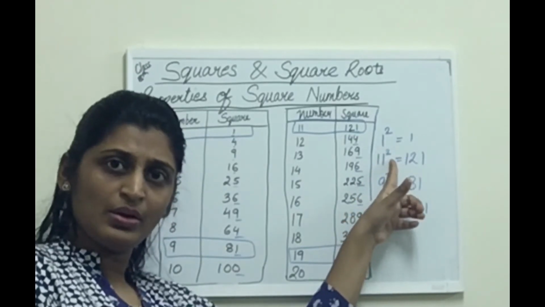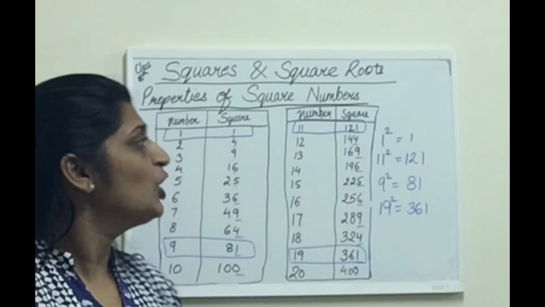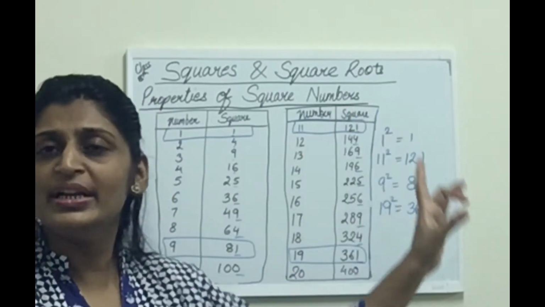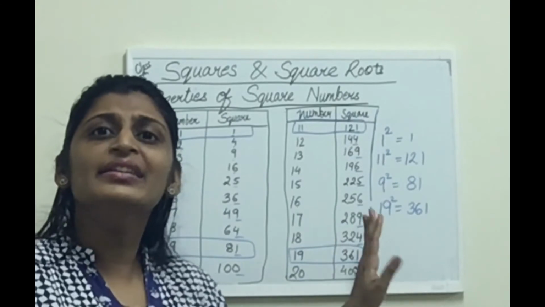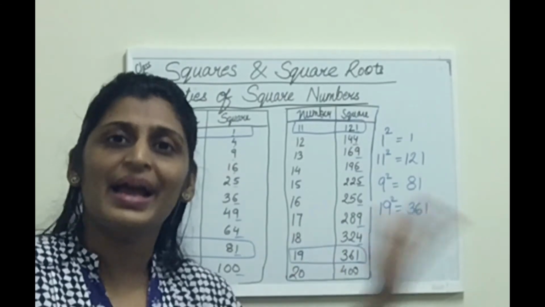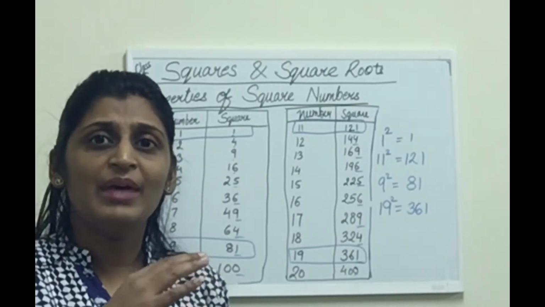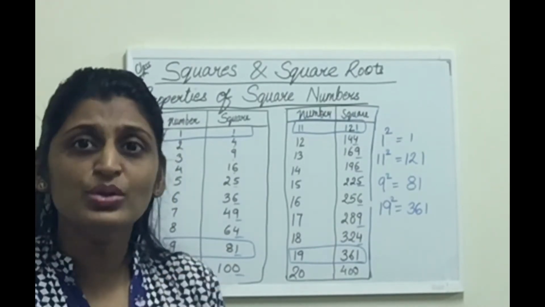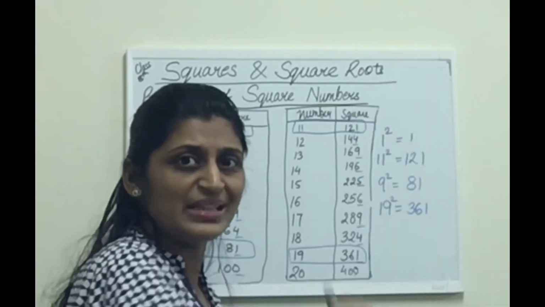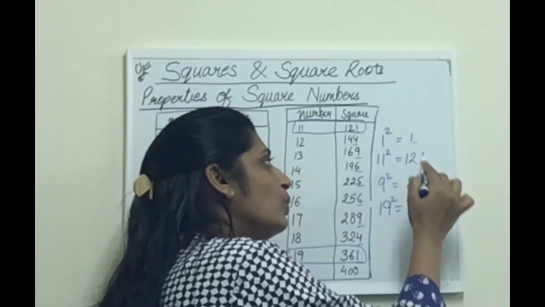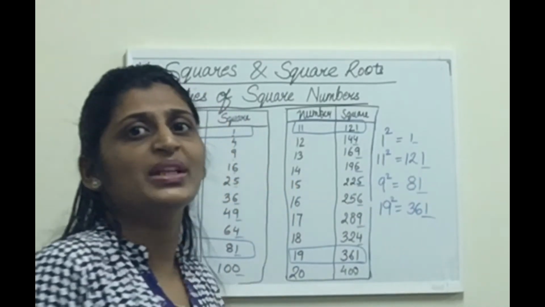is 1 or 9, any number whose unit digit is 1 or 9, and it is being asked to square, so you can say without squaring that the square number of those numbers will always end with 1.